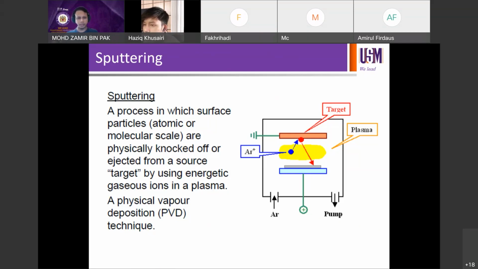So sputtering is a process in which surface particles, atomic or molecular, are physically knocked off or ejected or dislodged. There are many words you can use. Physically knocked off, like we kick them out. Ejected or dislodged from a source target, or we call it the target material, or the sputter target, by using energetic gaseous ions in a plasma. So the basic idea here is physically knocked off or ejected or dislodgement, if you like.